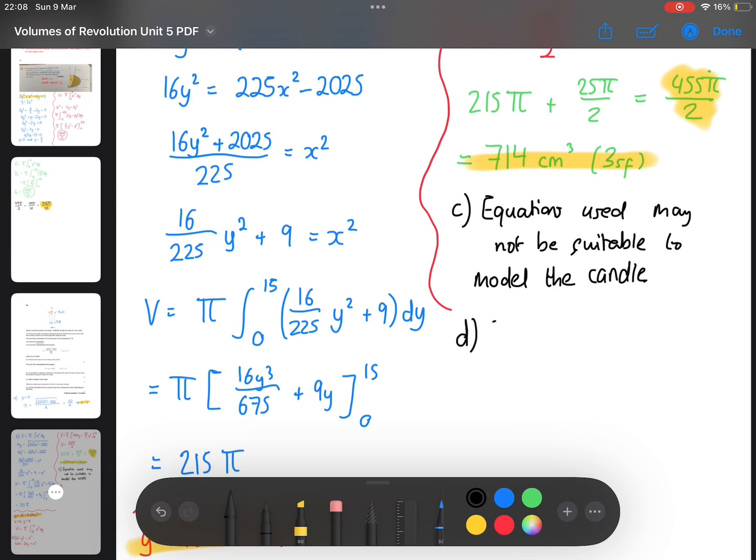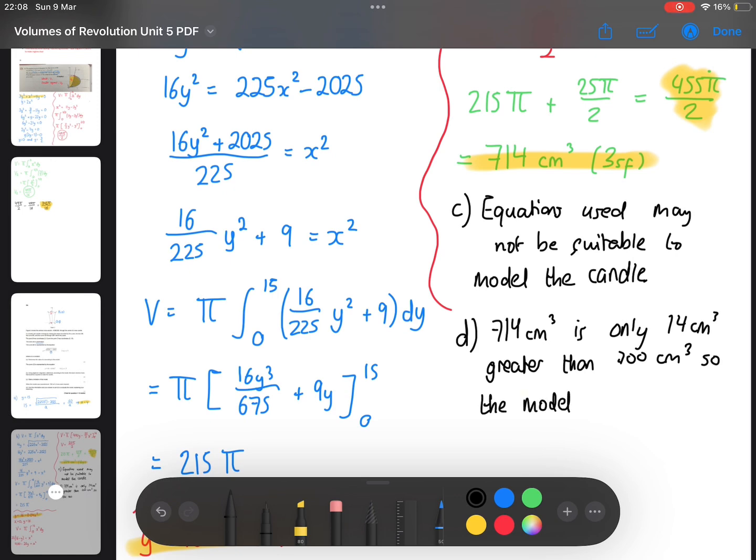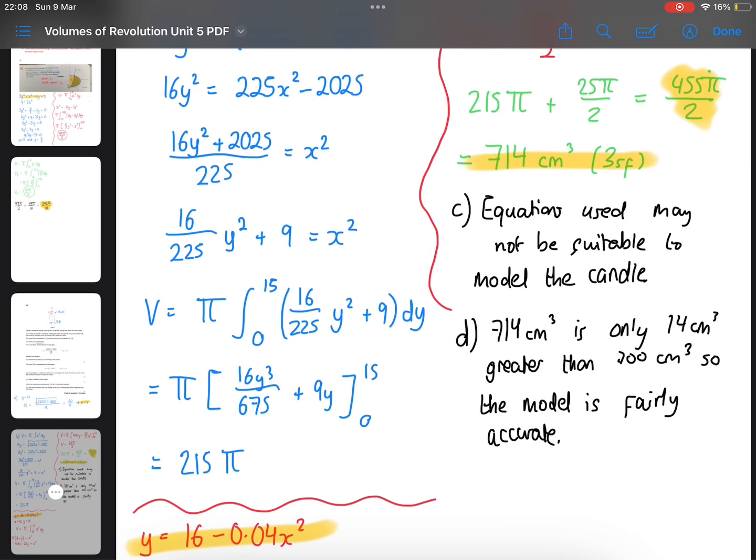So 714 centimeters cubed is only 14 centimeters cubed greater than 700 centimeters cubed. So the model is fairly accurate. And I don't know, maybe that discrepancy could be due to the hole for the wick or something like that.